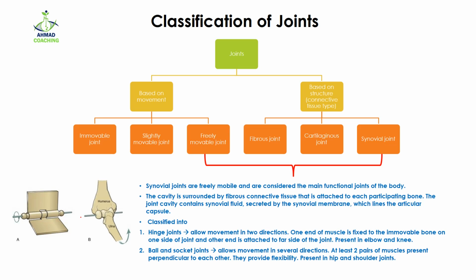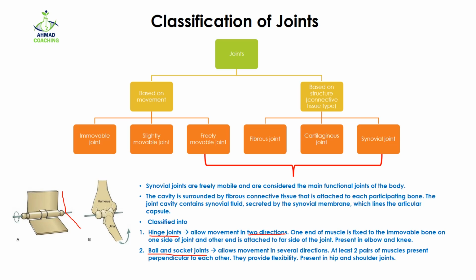There are two types of synovial joints. First is the hinge joint, the second one is the ball and socket joint. The hinge joint, as indicated, is like a hinge, the hinge which helps in the movement of your door. It allows movement in two directions. Similarly, you can open the door or close the door, so it is just two directional movement.